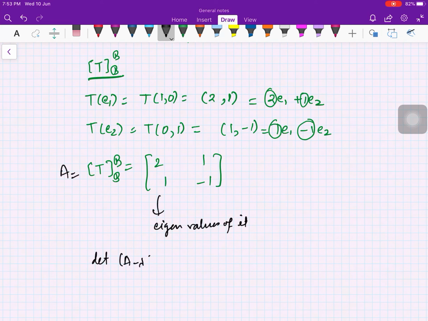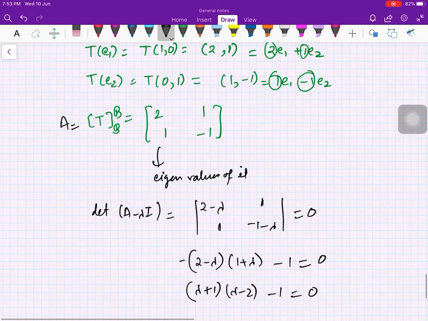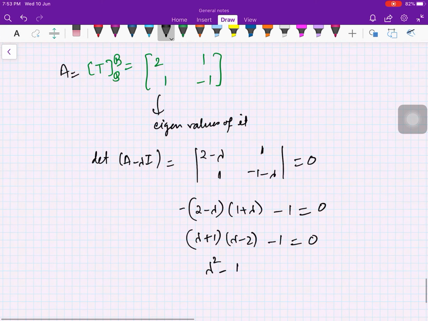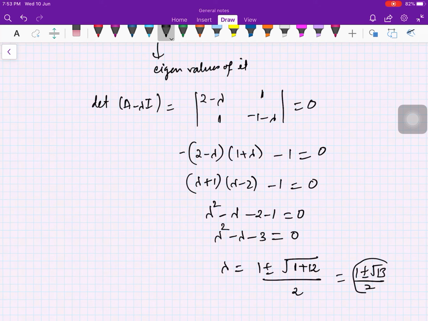So you have to find the determinant of A minus lambda I, that is the determinant of [[2 minus lambda, 1], [1, minus 1 minus lambda]] equal to 0. So you get (2 minus lambda)(minus 1 minus lambda) minus 1 equal to 0. So this is lambda plus 1, lambda minus 2, minus 1 equal to 0. So you get lambda square minus lambda minus 2 minus 1 equal to 0, that is lambda square minus lambda minus 3 equal to 0. So lambda is equal to (1 plus minus root of b square minus 4ac) upon 2a, that is (1 plus minus root 13) by 2. So these are the two eigenvalues of the given linear map.